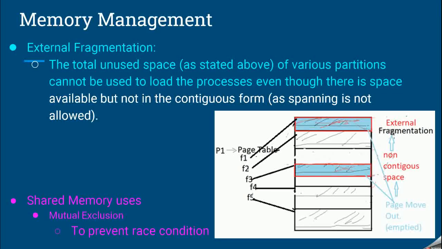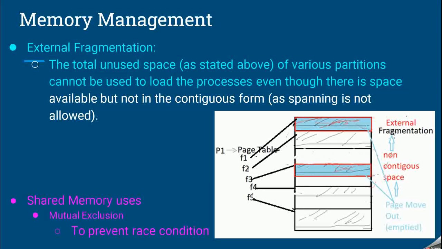Next, external fragmentation. In the same example, suppose that after some time some of the allocated pages move out, that means those pages are emptied out. This space will be free for allocation, but because it is not contiguous, we cannot use it. That's why this is called external fragmentation.